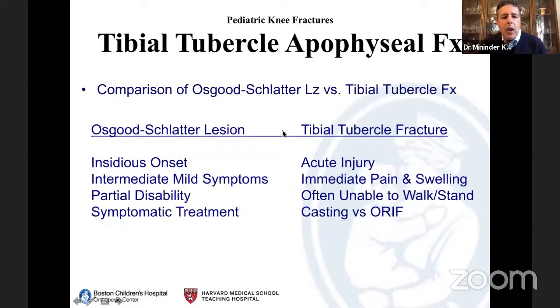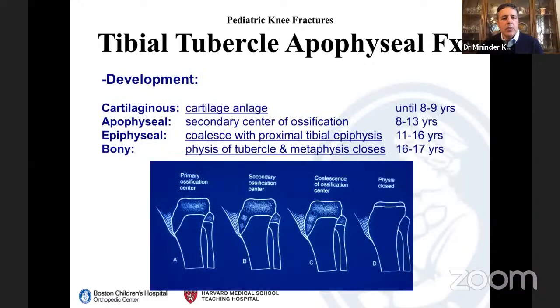So if we think about Osgood-Schlatter's lesion, which Ted just talked about, versus tibial tubercle fracture, Osgood-Schlatter's is sort of a chronic overuse injury. Tibial tubercle fractures are a more acute type of injury. Osgood-Schlatter's, they've got more mild symptoms. They're able to stand. Whereas in tibial tubercle, it's a much more dramatic presentation. There is an overlap though. So we do see patients with tibial tubercle fractures who had pre-existing Osgood-Schlatter symptoms.